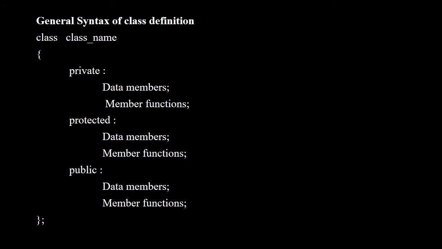Now we will see the syntax of class definition. The keyword class, then class name, open curly bracket, private, data members, member functions, protected, data members, member functions, public, data members, member functions, closing curly bracket, then semicolon. Here, private, protected and public are the access specifiers. We'll discuss the access specifiers in the next video.